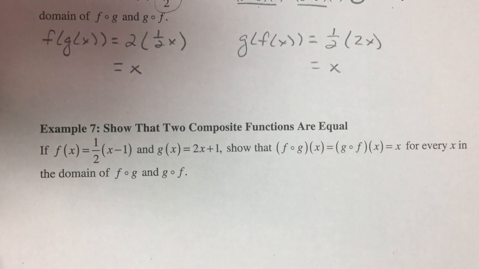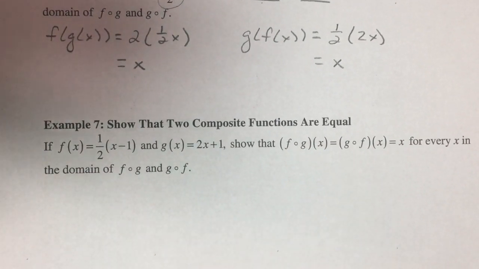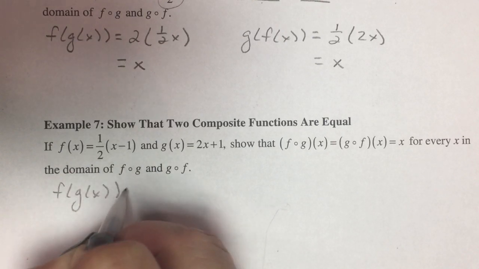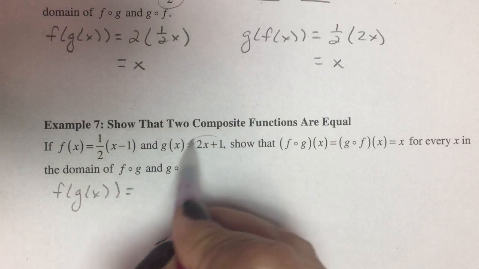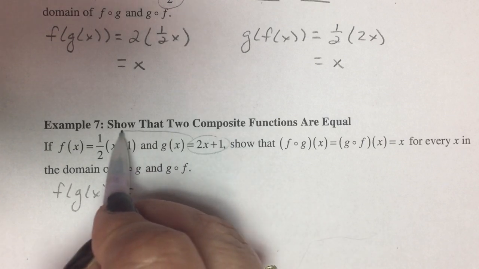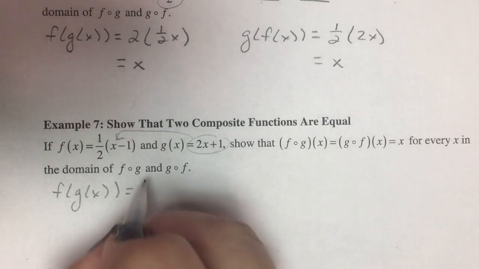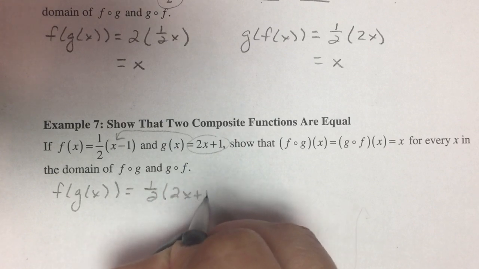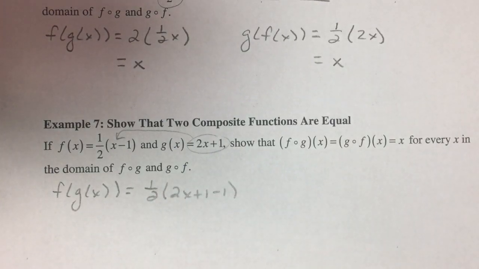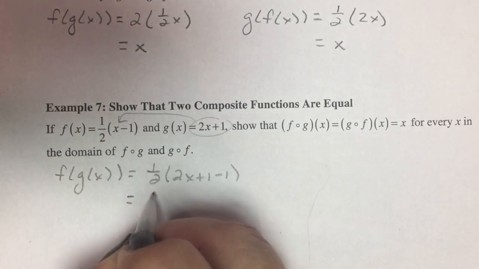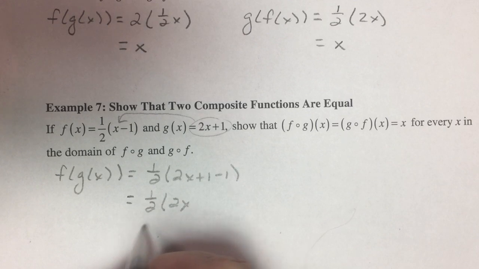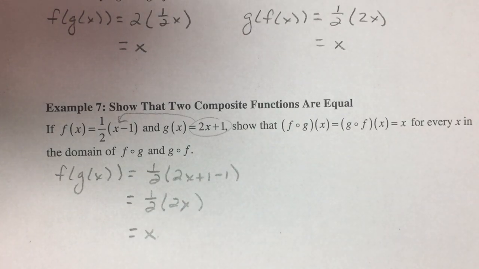Let's do another quick one of those. Same thing we're doing. So the first thing we're going to do is find f of g of x. So let's plug my f into my g. So it would be 1/2 times 2x plus 1 minus 1. And if I do the algebra, that's 1/2 times, well, those cancel, 2x, which is x. So it works that way.